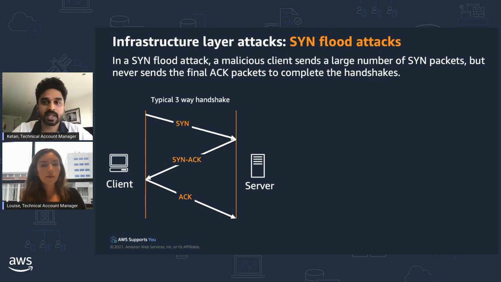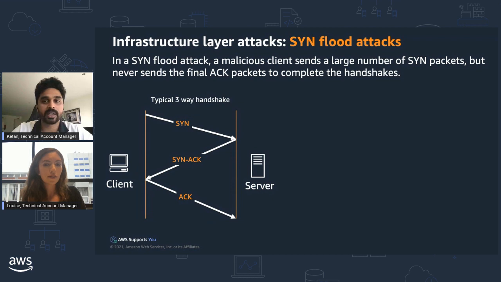Now let's have a look at SYN flood attacks. On the left-hand side, you see the typical three-way handshake, where clients send SYN packets to the server to initiate a connection. If the port is open and the server is ready to take those connections, the server responds with a SYN ACK flag enabled in that response. The client then acknowledges this by sending a response with the ACK flag set to true. At this point, you can say the connection is established.